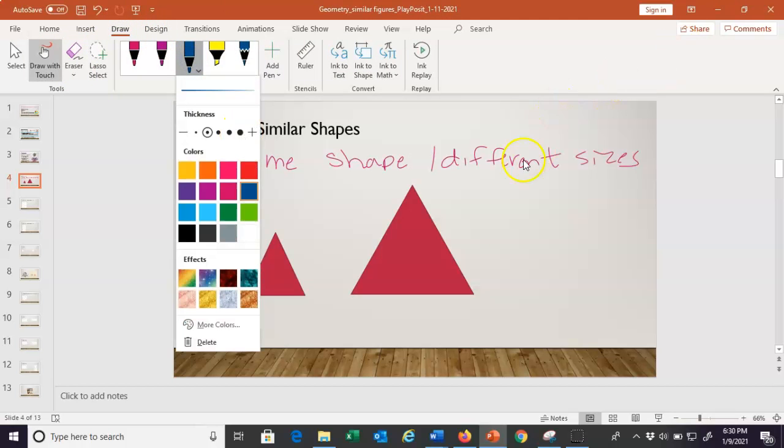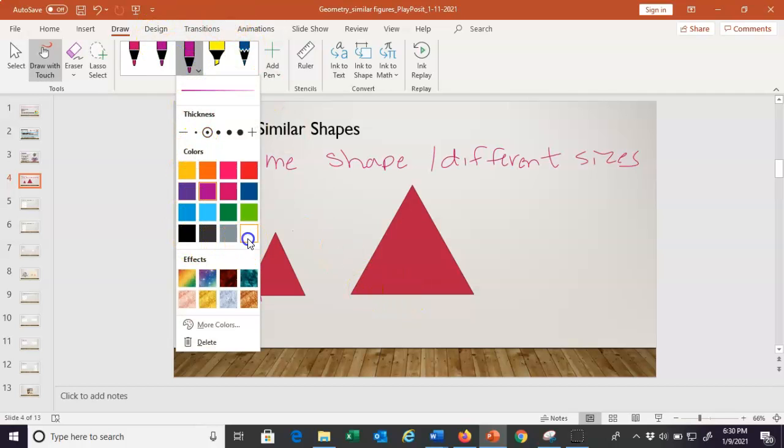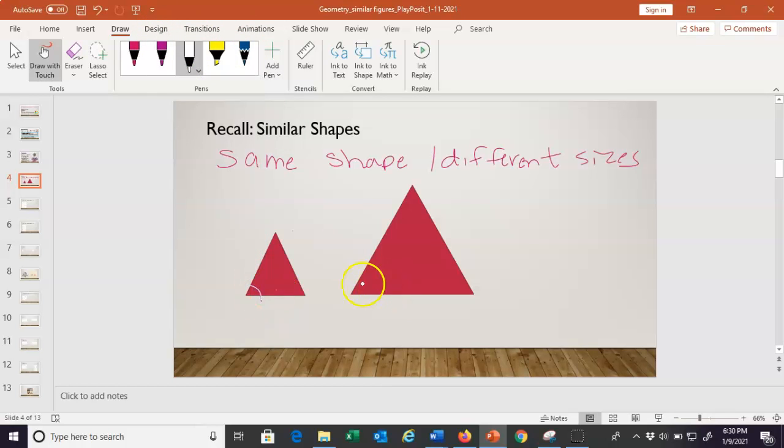There's more to it than that, though. The thing about similar shapes is their angles are congruent, and their sides are proportional. Remember we talked about proportions. A proportion is just 2 fractions set equal to each other.